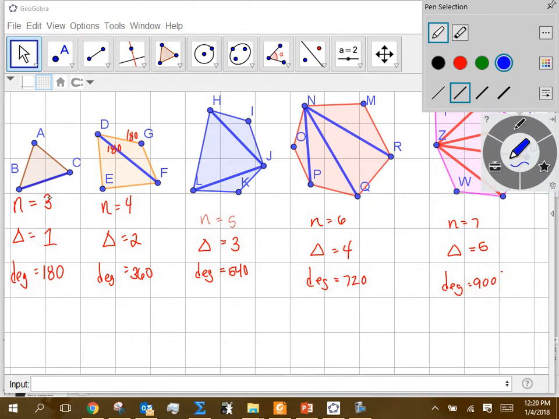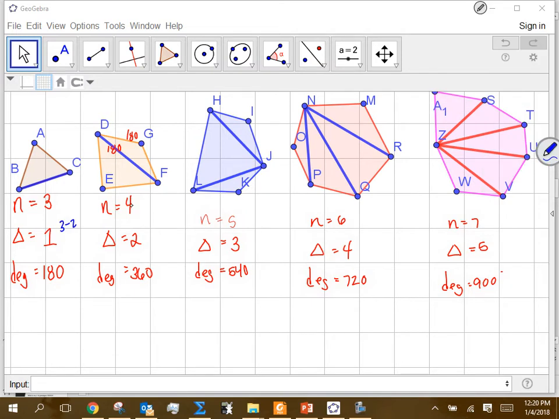What do I need to subtract from 3 to get 1? 3 minus 2, right? What do I need to subtract from 4 to get 2? 4 minus 2, right? What do I need to subtract from 5 to get 3? 2, right? 6 to get 4, subtract 2. 7 to get 5, you subtract 2, right? Well, that 3, the 4, the 5, the 6, and the 7, those are simply my n values, aren't they?